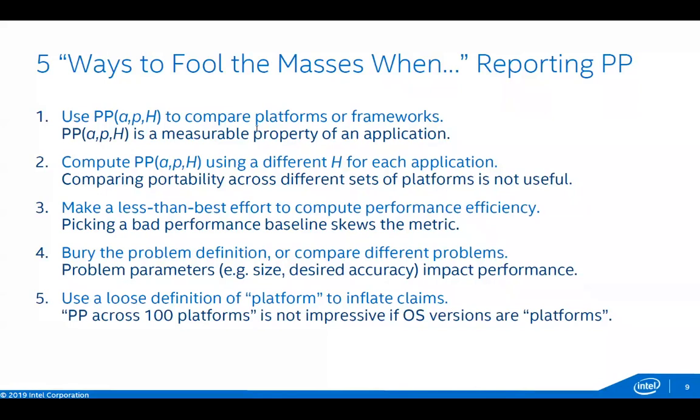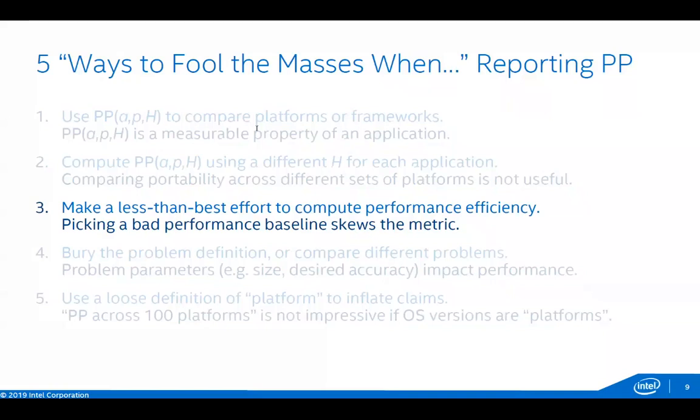And then finally, because our definition of platform allows for the user to set what a platform is, it's very easy for people to make very grand claims, like my code is performance portable across 100 platforms. And that's only impressive if those 100 platforms are not just the same architecture with slightly different SKUs and slightly different operating system versions. That data might be useful, but it may not be telling you what you think it's telling you. And I want to highlight this third point because Charlene is now going to talk about a methodology for ensuring that you pick a good performance baseline so as not to skew any performance portability metric you compute.